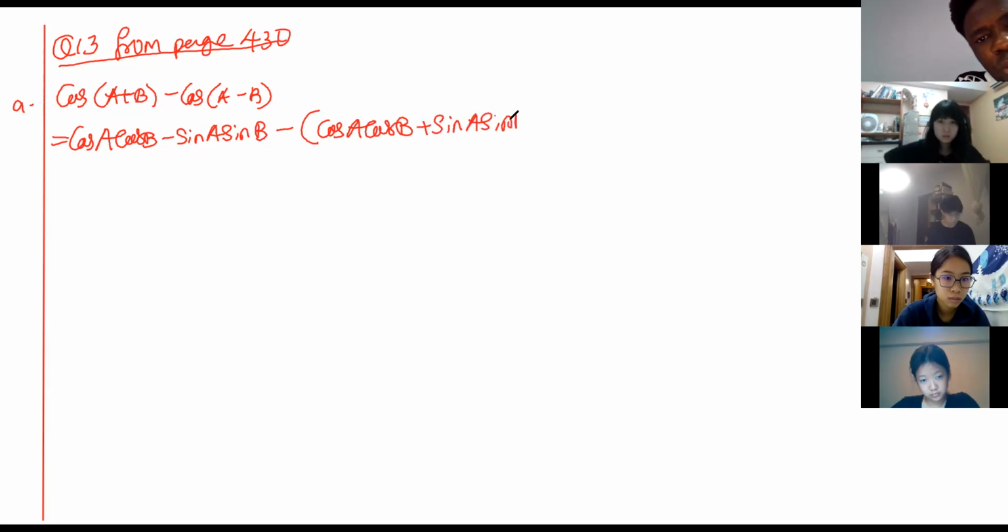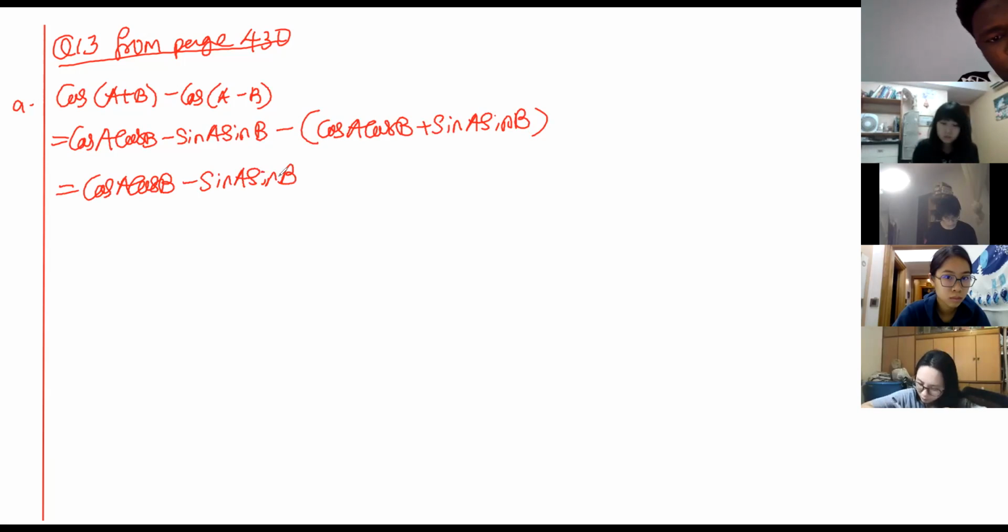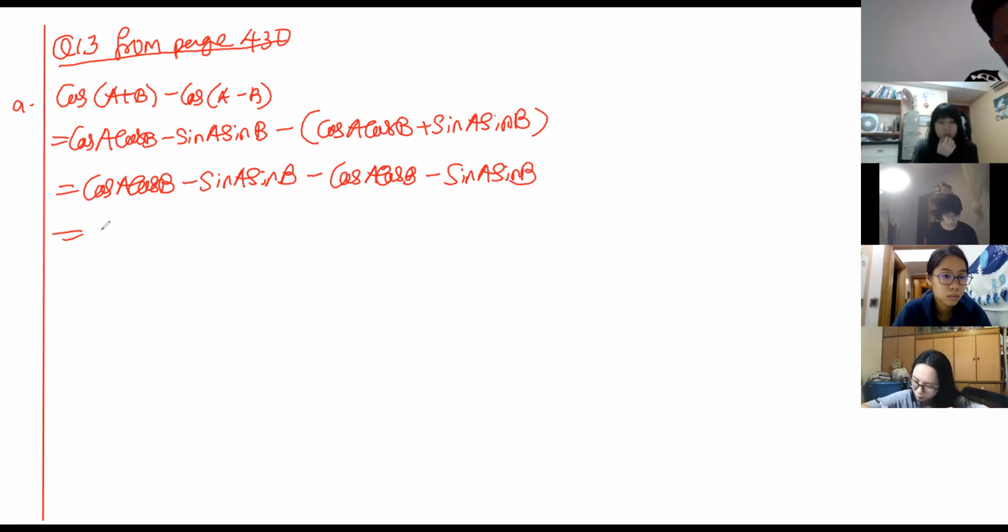Okay. So if we open this bracket, we get cos A cos B minus sin A sin B, then minus cos A cos B minus sin A sin B. That gives minus 2 sin A sin B as required. So that's the end of the first one.